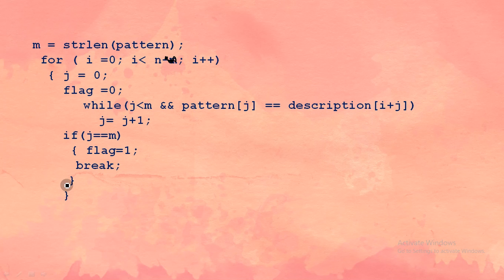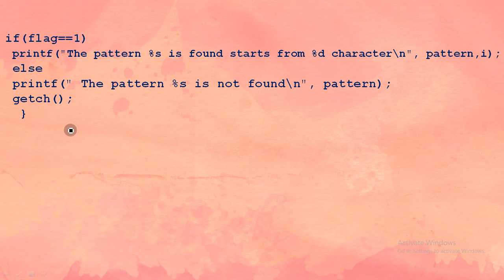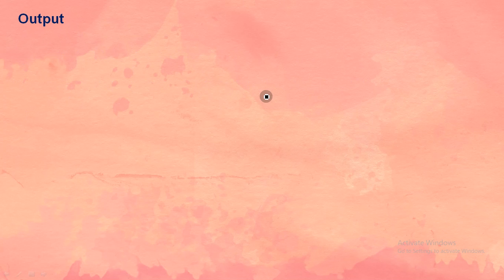And then we will say if flag equal to 1, printf the pattern percentage s is found and it starts from percentage d th character. So pattern i will have moved till that particular point. Else printf, the pattern percentage s is not found in the text.